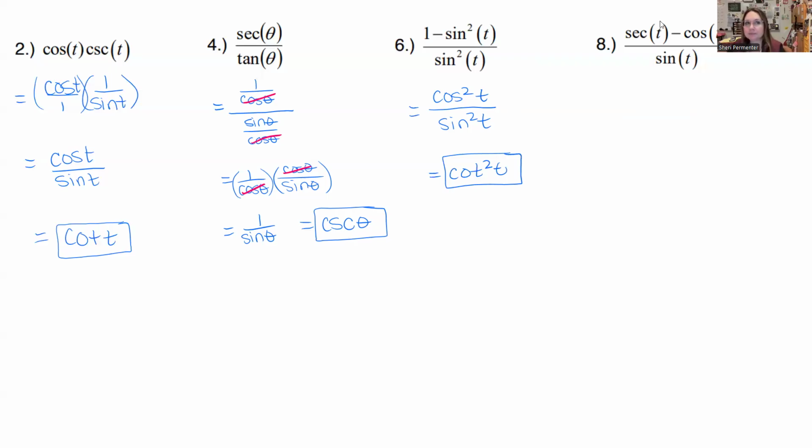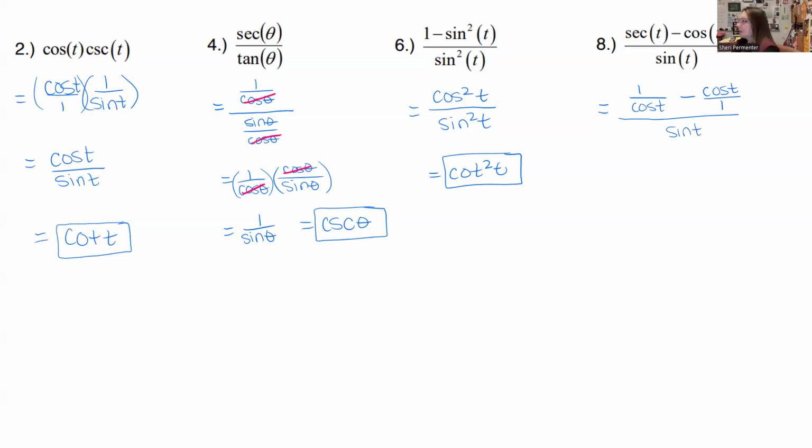First thing that I'm going to do is rewrite this all in terms of sine and cosine. Cosine's already in terms of cosine, so I'm going to leave it. Sine is already in terms of sine, so I'm going to leave it. But secant is not. So secant is what? 1 over cosine. So 1 over cosine t. And since I have that as a fraction, I'm going to make this a fraction too. Put it over 1. All over sine.